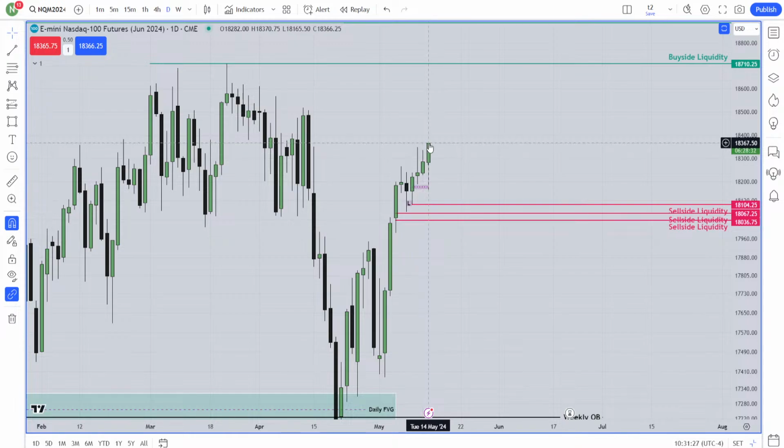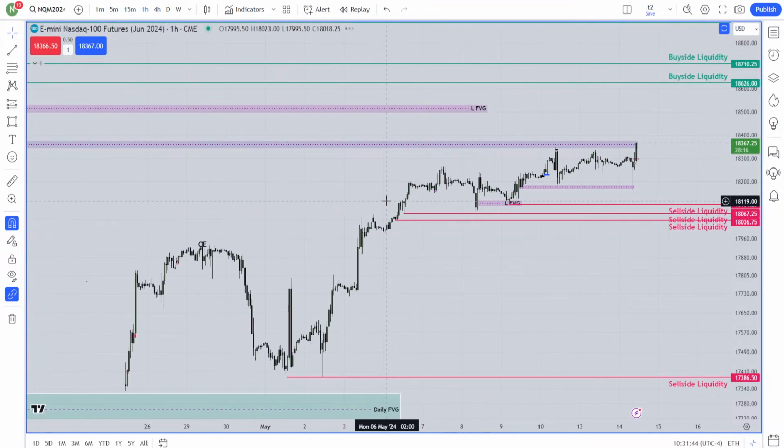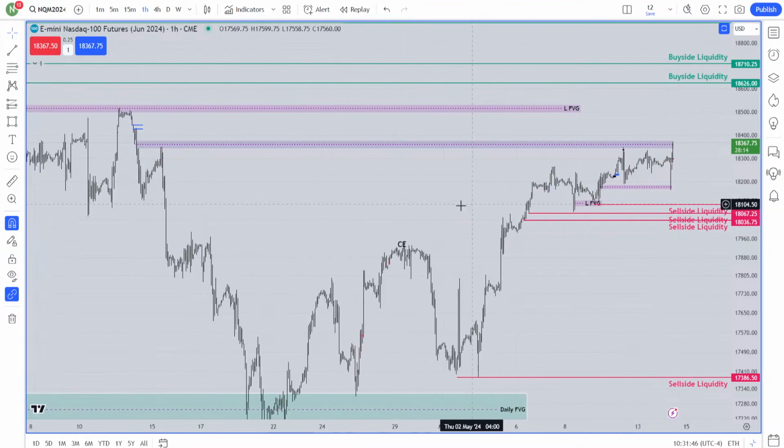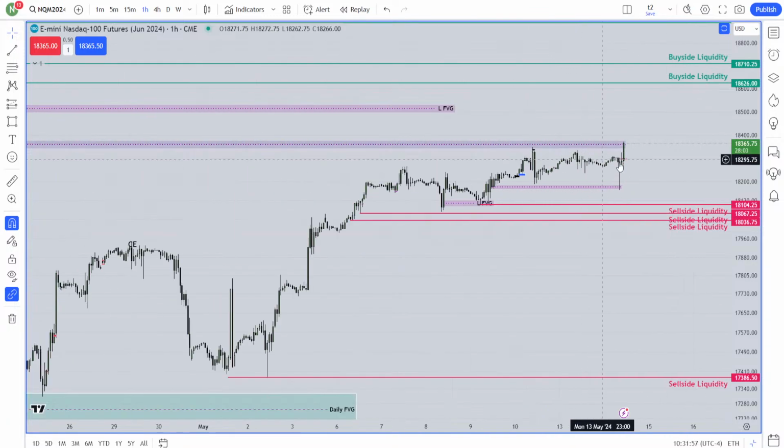Market is over here, going for buy side liquidity. This one today, I don't think so. Let's see what happened in the 4-hour chart. Okay, market is trading this fair value gap around that area from the 4-hour chart. Cool. From the hourly chart, market is trading this last fair value gap. It has taken all the buy side liquidity around that area, trading this hourly fair value gap. Let's see if this fair value gap can hold the price or not.